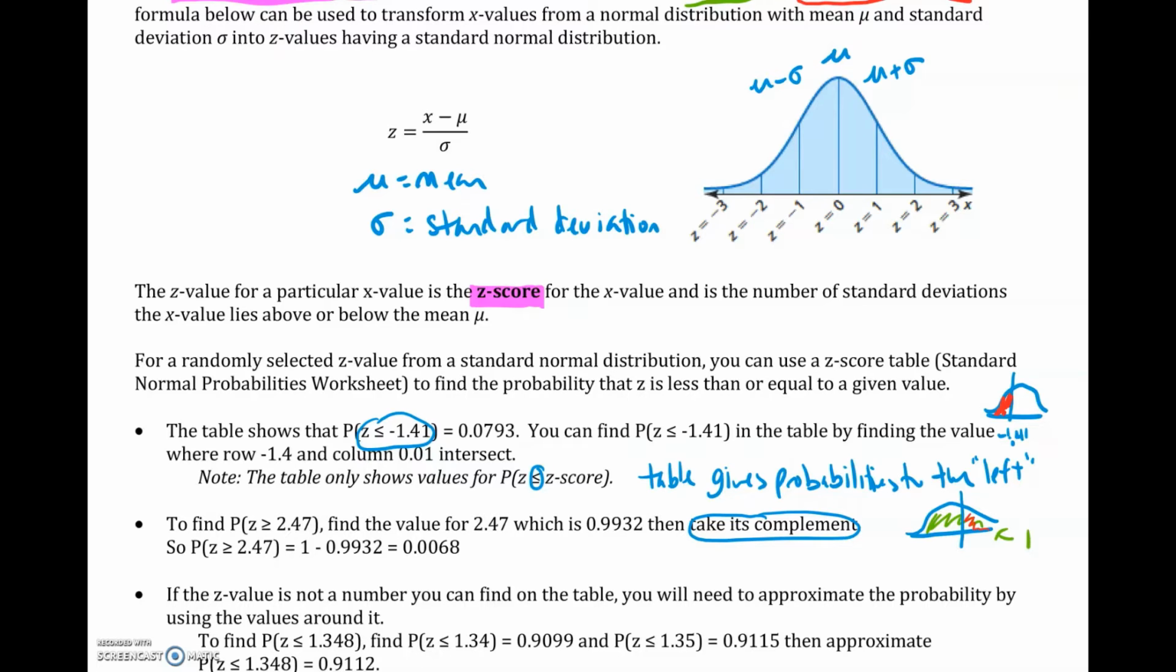What I'm going to do is basically take 1 minus this region here on the left. So I don't know if this drawing is helping, but to figure out this region, we're going to do 1 minus that left-hand side. 1 minus the left. So if you look at this example, if we're going to look for Z is greater than or equal to 2.47, let's find that 2.47 first.